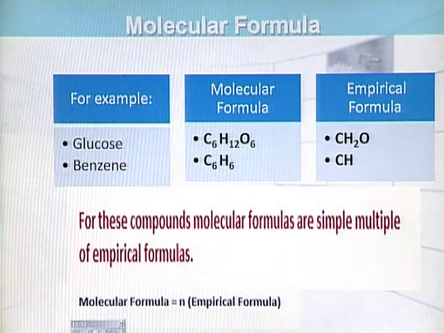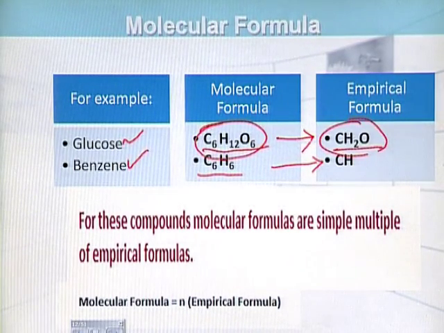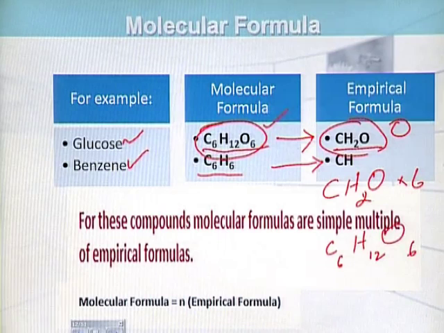Molecular formulas are simple multiples of empirical formula. If you just look at here, what is the connection? Here I see that this molecular formula is a multiple of empirical formula. If I just multiply CH2O with 6, it will be C6H12O6, which is the molecular formula of glucose. Okay, you can now see the differences or the relationship between empirical and molecular formula.